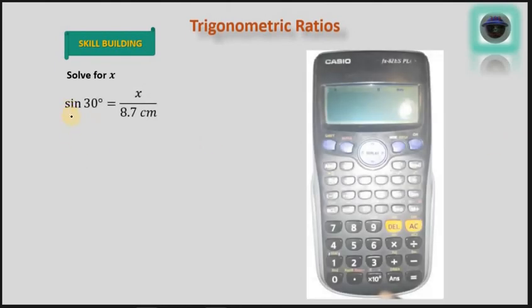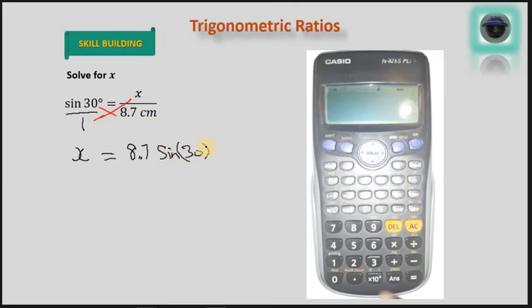We're going to do the same thing here to solve for x. Put this over 1. And then we're going to do what? Multiplying denominator by numerator and denominator by numerator. And so this gives us 1 times x, gives us x. And sine 30 times 8.7, it's good to put the 8.7 first, and then put the sine 30 afterwards.